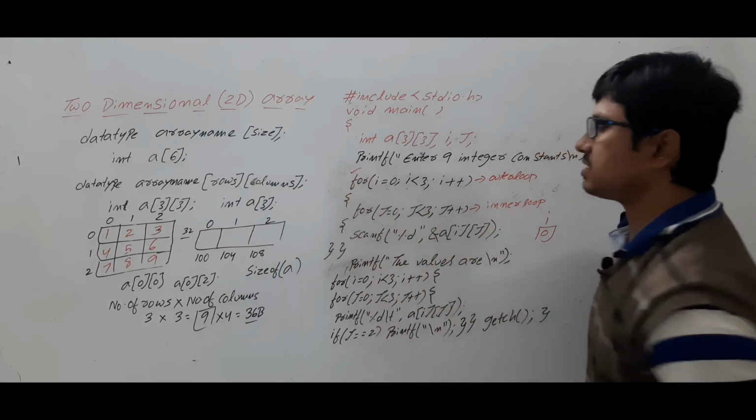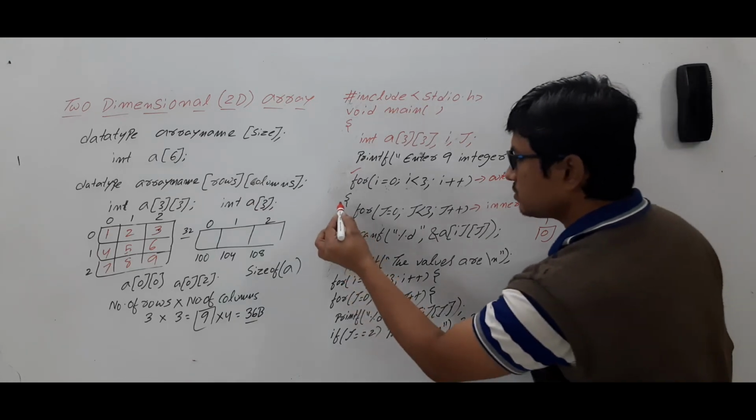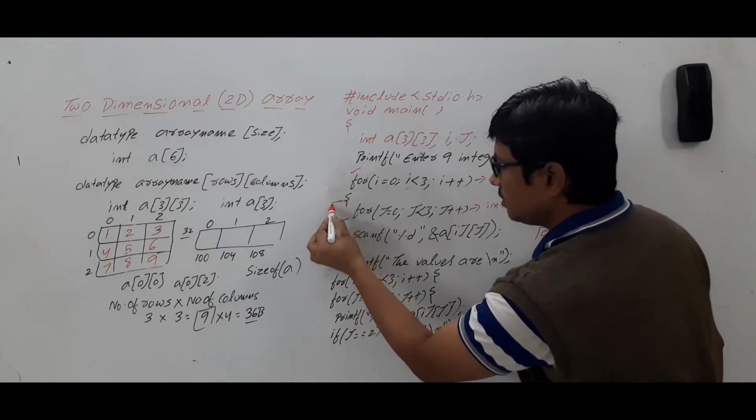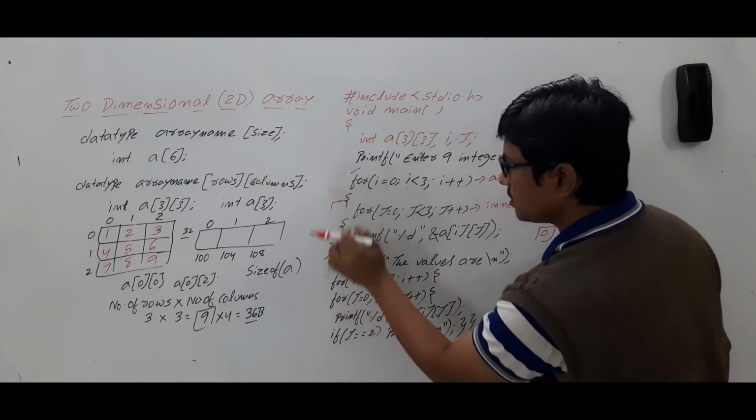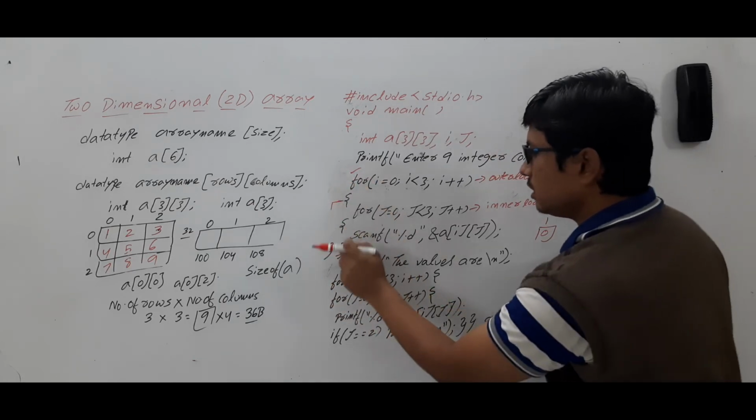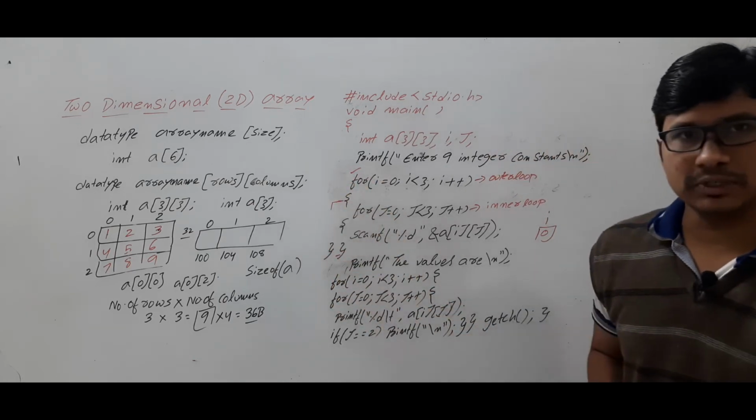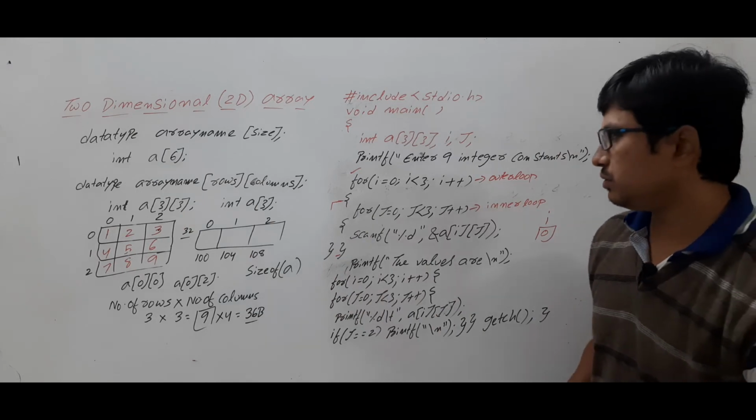If this condition is satisfied, what are the statements which are there in this for loop? From here to here, because this is the condition, closing curly braces. So between them, what statements are there? All the statements you need to execute.